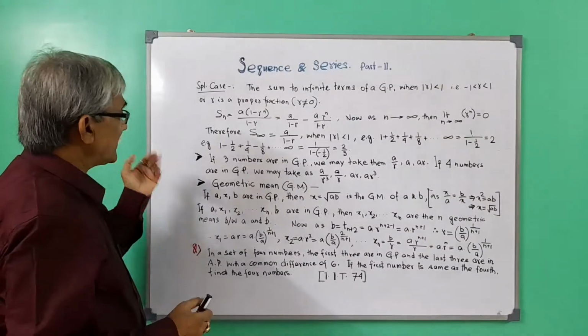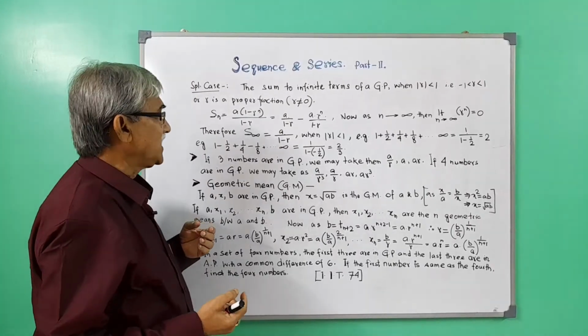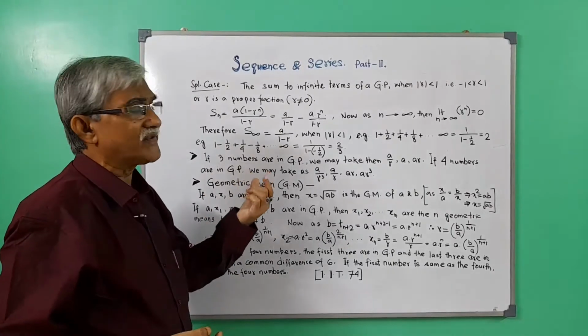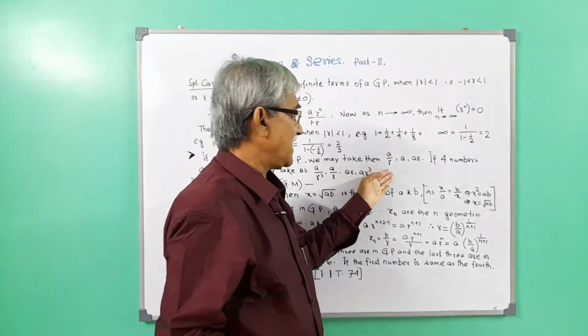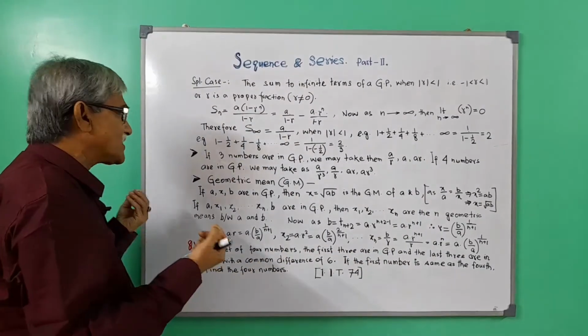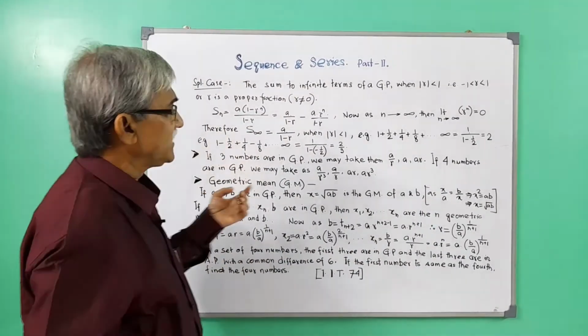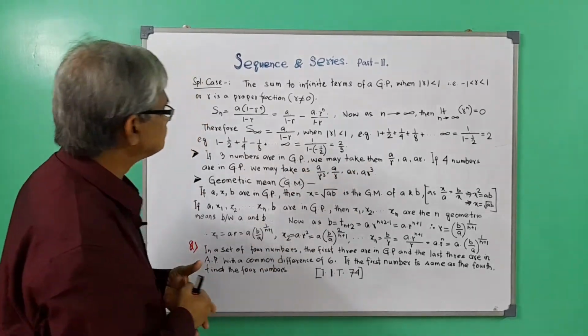Okay. Let us come to the next point. In some cases we will be dealing with problems where 3 numbers are taken to be in GP. We may take them as A by R, A and AR. If they are given that 4 numbers are in GP, we will take them as A by R cube, A by R, AR and AR cube.